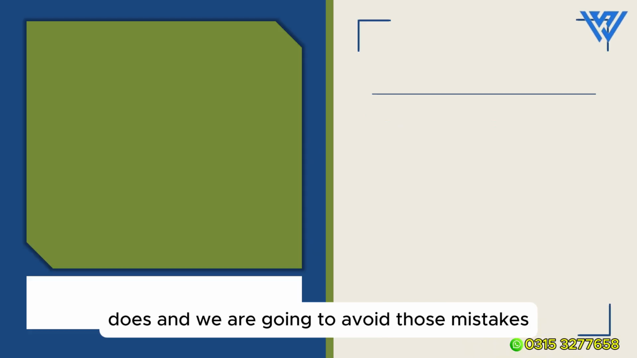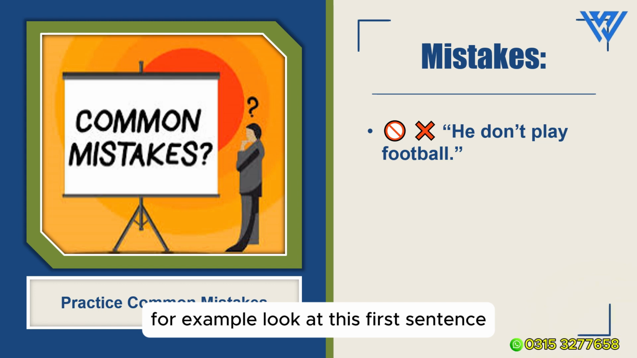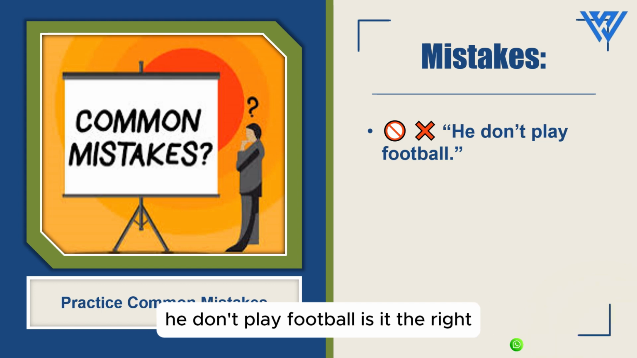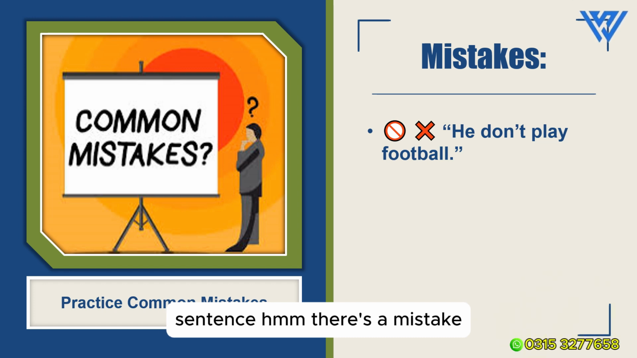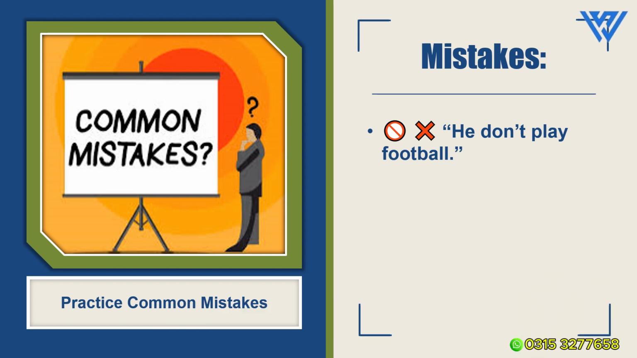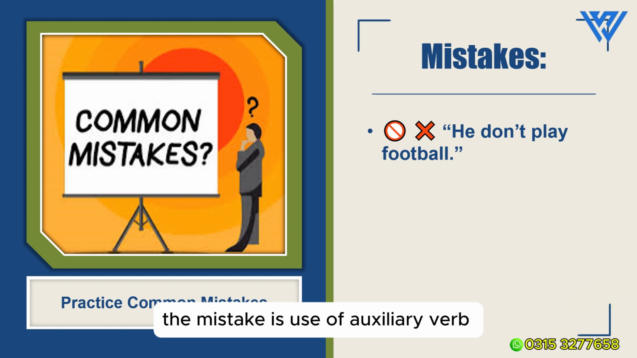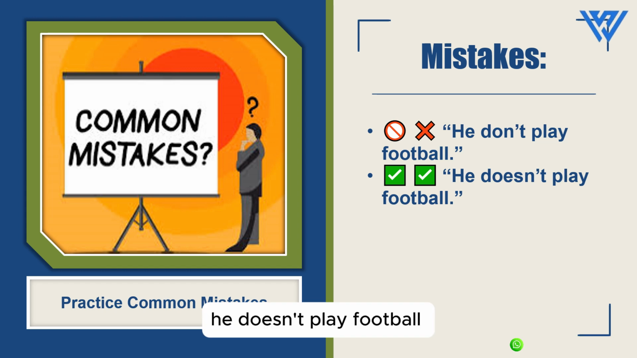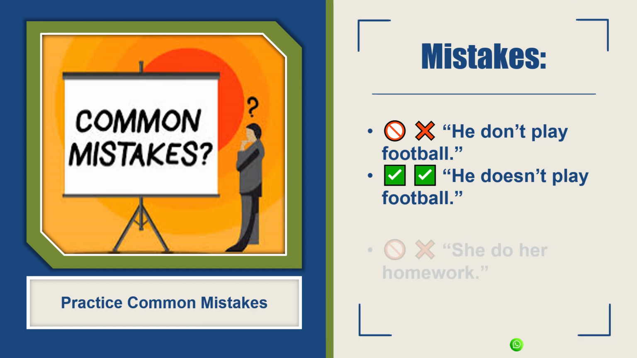Moving on to the common mistakes that everybody makes, and we are going to avoid those mistakes. For example, look at this first sentence. He don't play football. Is it the right sentence? There's a mistake. The mistake is the use of auxiliary verb. गलत helping verb use किया हुआ है. He doesn't play football. He के साथ हमेशा does लगेगा.